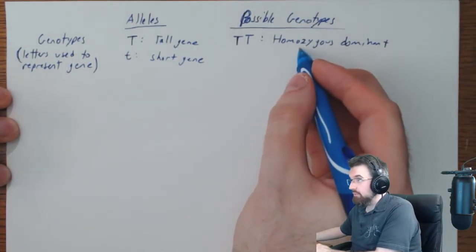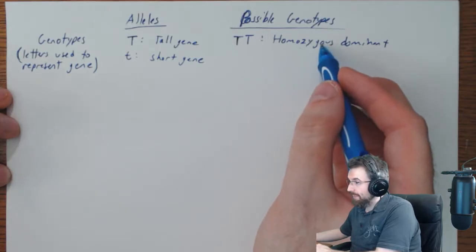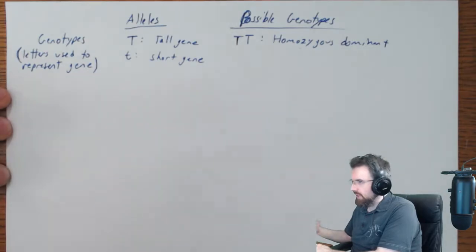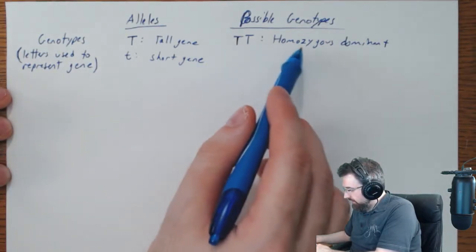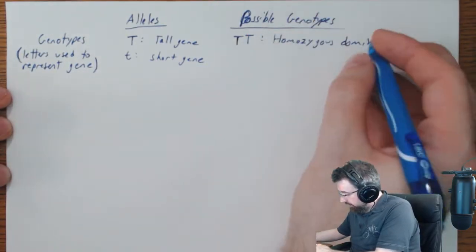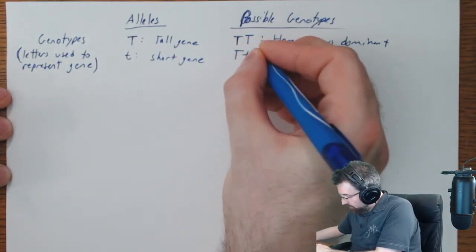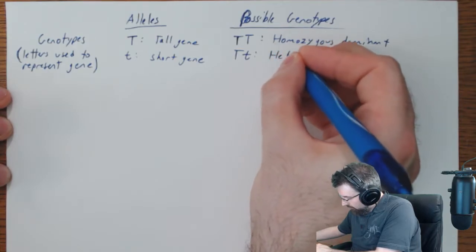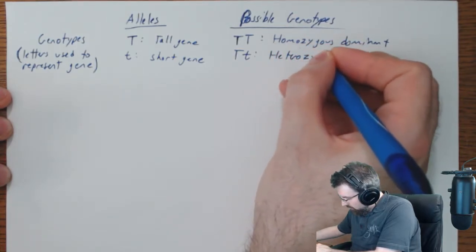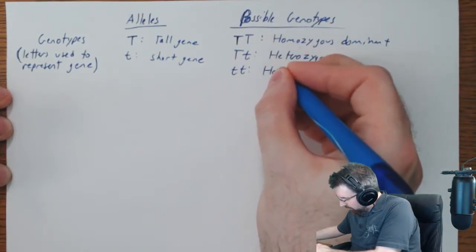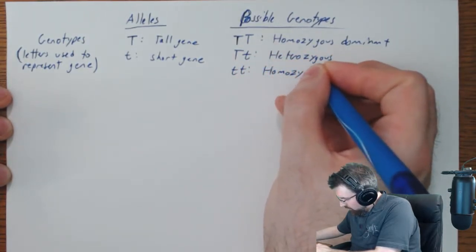Homo meaning same, and zygous is just the phrase we use to mean the zygote, basically, right? These are the genes. Anyway, homozygous, 2 of them are the same, and they're dominant because they're both the tall gene. And then we have this one. This is what we call heterozygous. And 2 lowercase t's is called homozygous recessive.